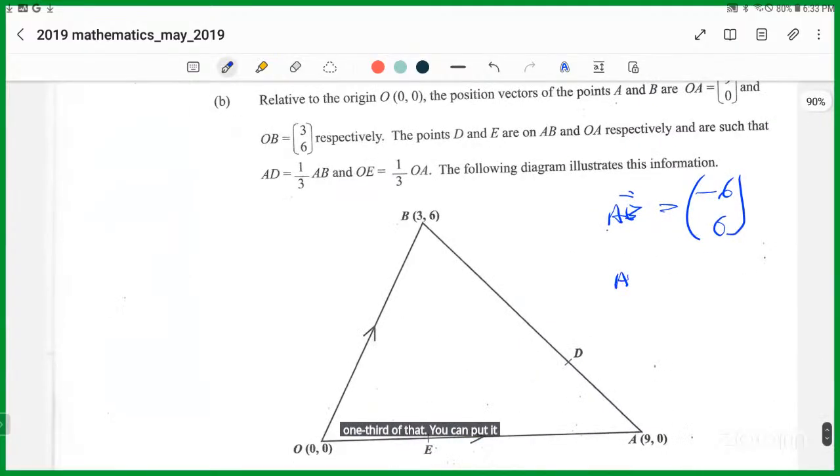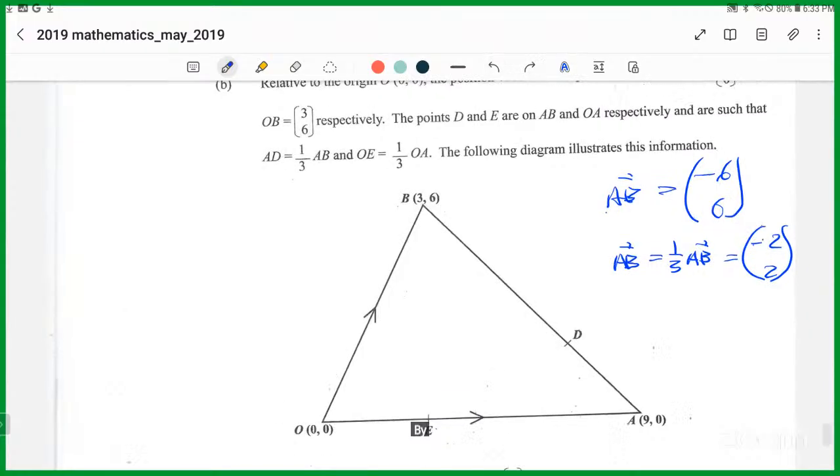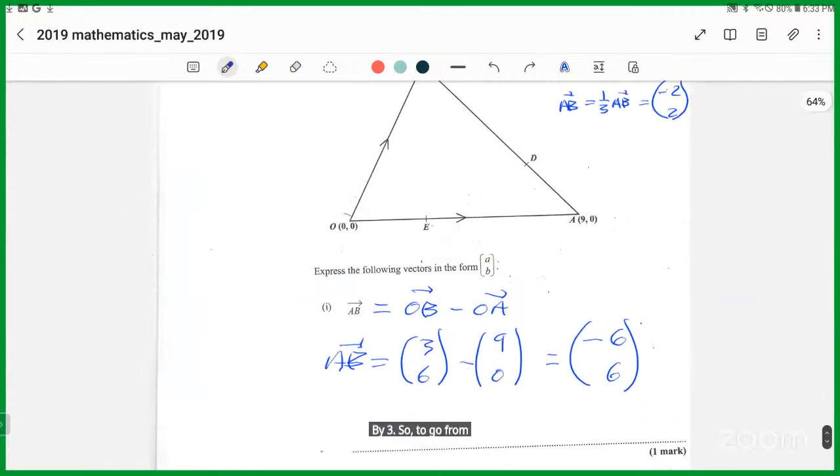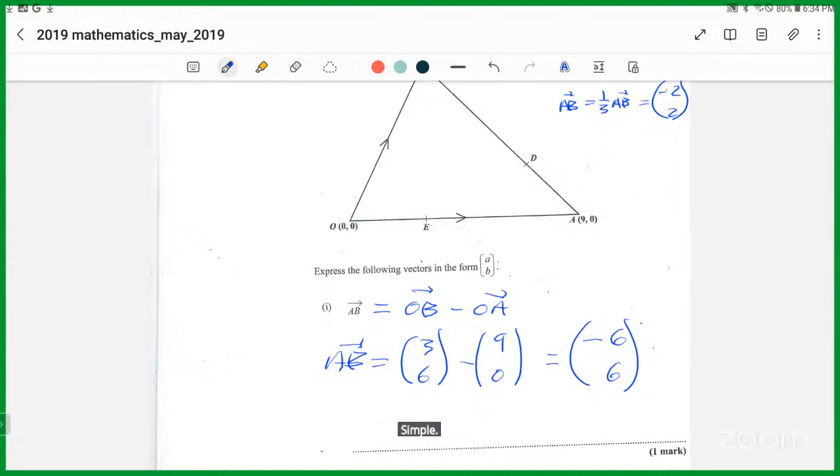The AD is 1/3 of the AB. 1/3 of this is (-2, 2). 1/3 means that you divide each of these values by 3. So to go from O to D, you're going to come out to A first using the OA, which is (9, 0), and you're going to add now the AD, which is (-2, 2). You're adding those two, (9, 0) and (-2, 2). It's simple. Alright? Well, let's put a format for doing it.